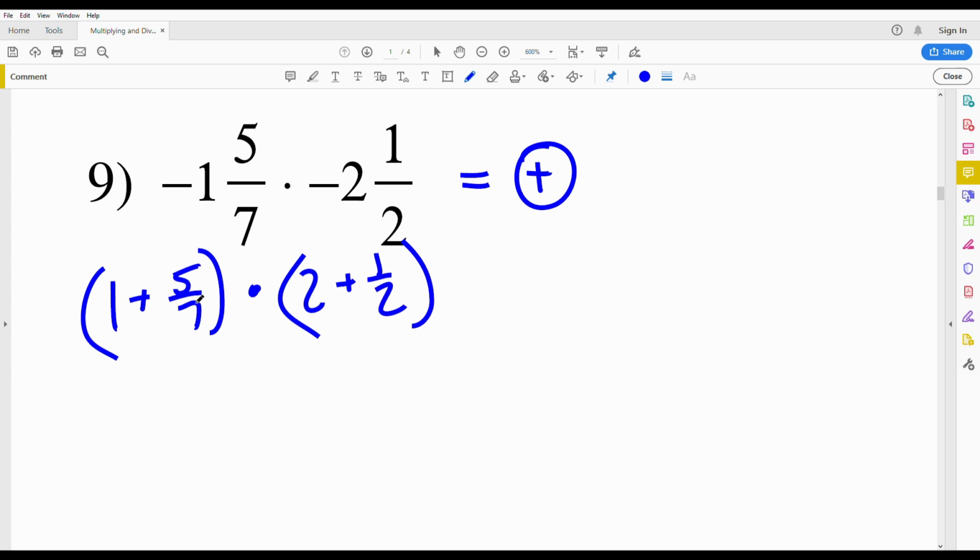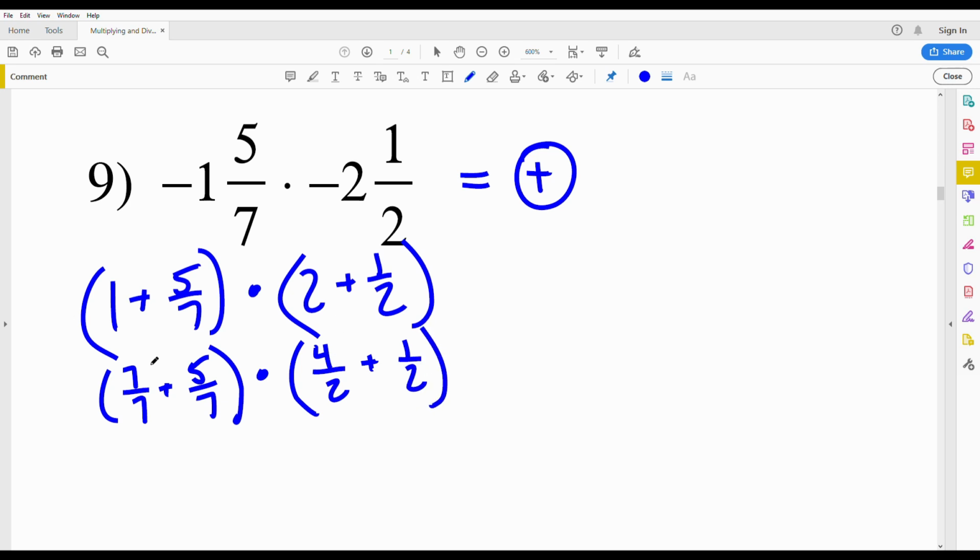1 plus 5/7, making that common denominator, it'll be 7 over 7 plus 5 over 7. And that gets multiplied by, again, making that common denominator, that'll be 4 over 2, because 4 divided by 2 equals 2, plus 1/2. So I technically still have 1 plus 5/7, because 7 over 7 equals 1, and 4 halves is 2, plus 1/2. So I haven't changed anything by manipulating these fractions at all. Now I'll simply add. 7 plus 5 is 12. That's 12 over 7. And then 4 plus 1 is 5. And that's all over 2.